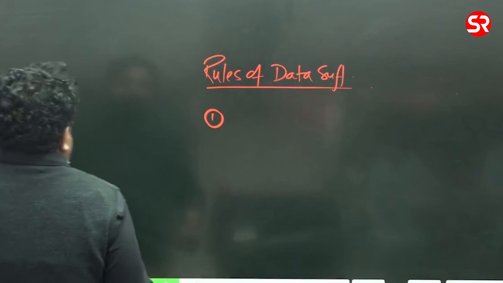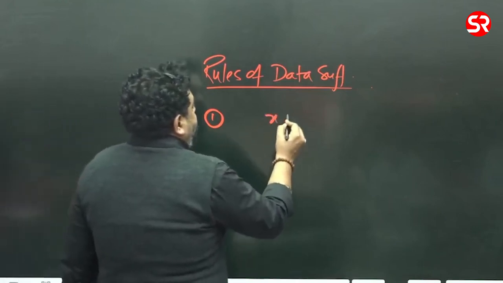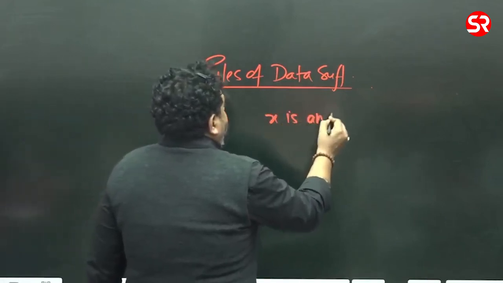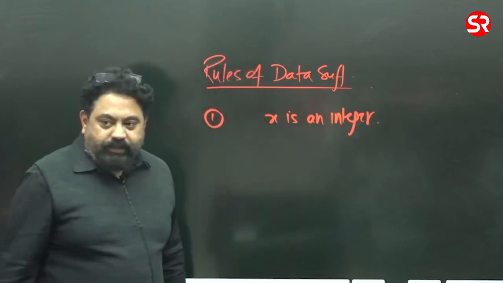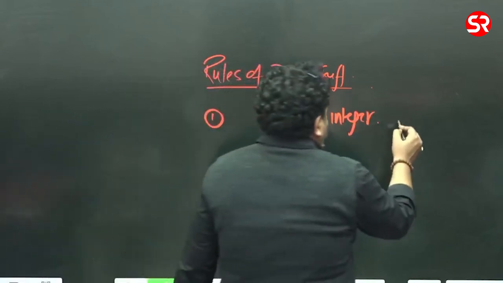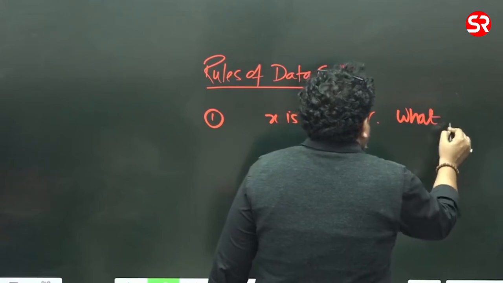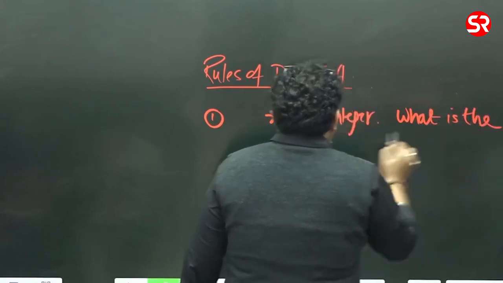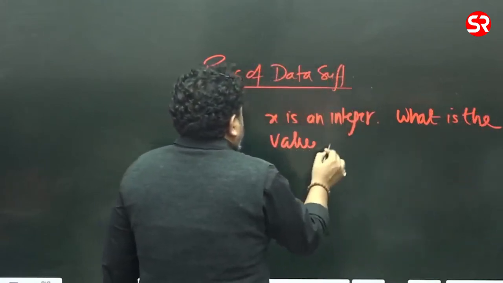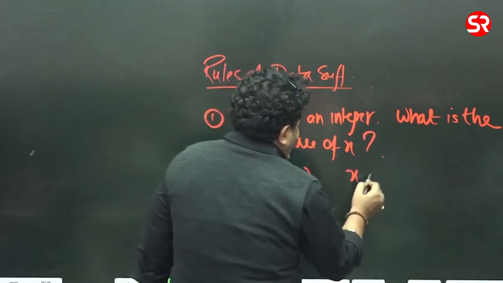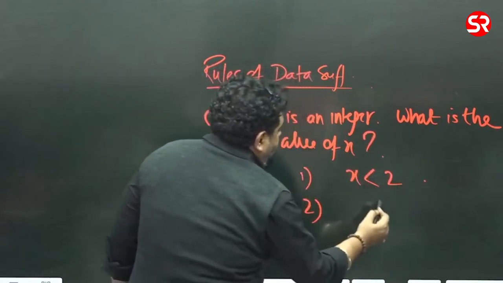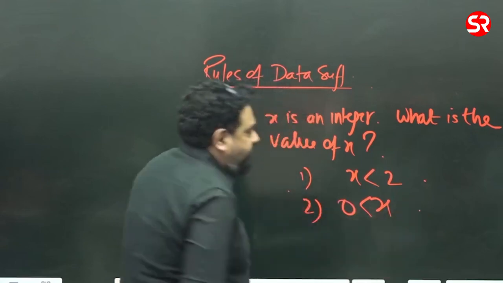Okay? So rule 1. I say x is an integer. What is the value of x? Option 1: x is less than 2. Option 2: x is greater than 0. Tell me.